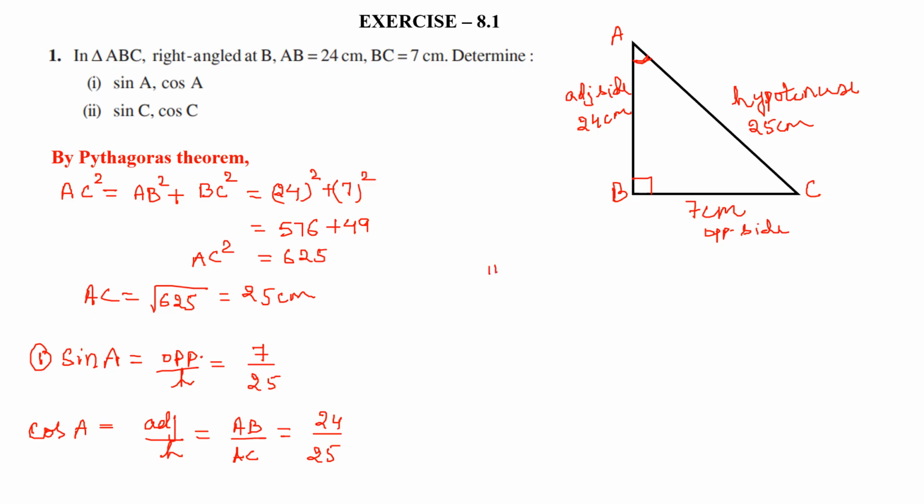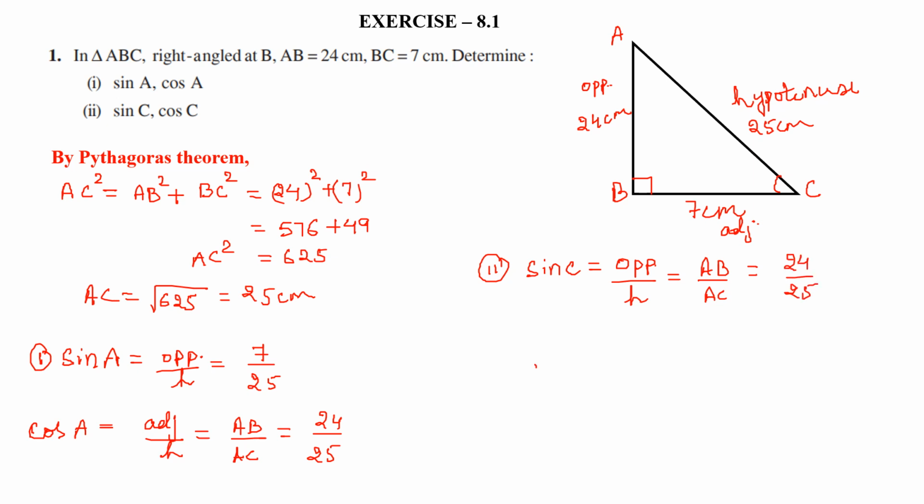Now second part you have to find sin C and cos C. Okay. Now with respect to angle C, you have to find the adjacent side and the opposite side. Okay. So let's find it. So angle C is here. So opposite side will be AB and adjacent side will be BC, right? First you have to find sin C. Sin C is opposite by hypotenuse and opposite is AB. Hypotenuse is AC. So AB by AC means 24 by 25.